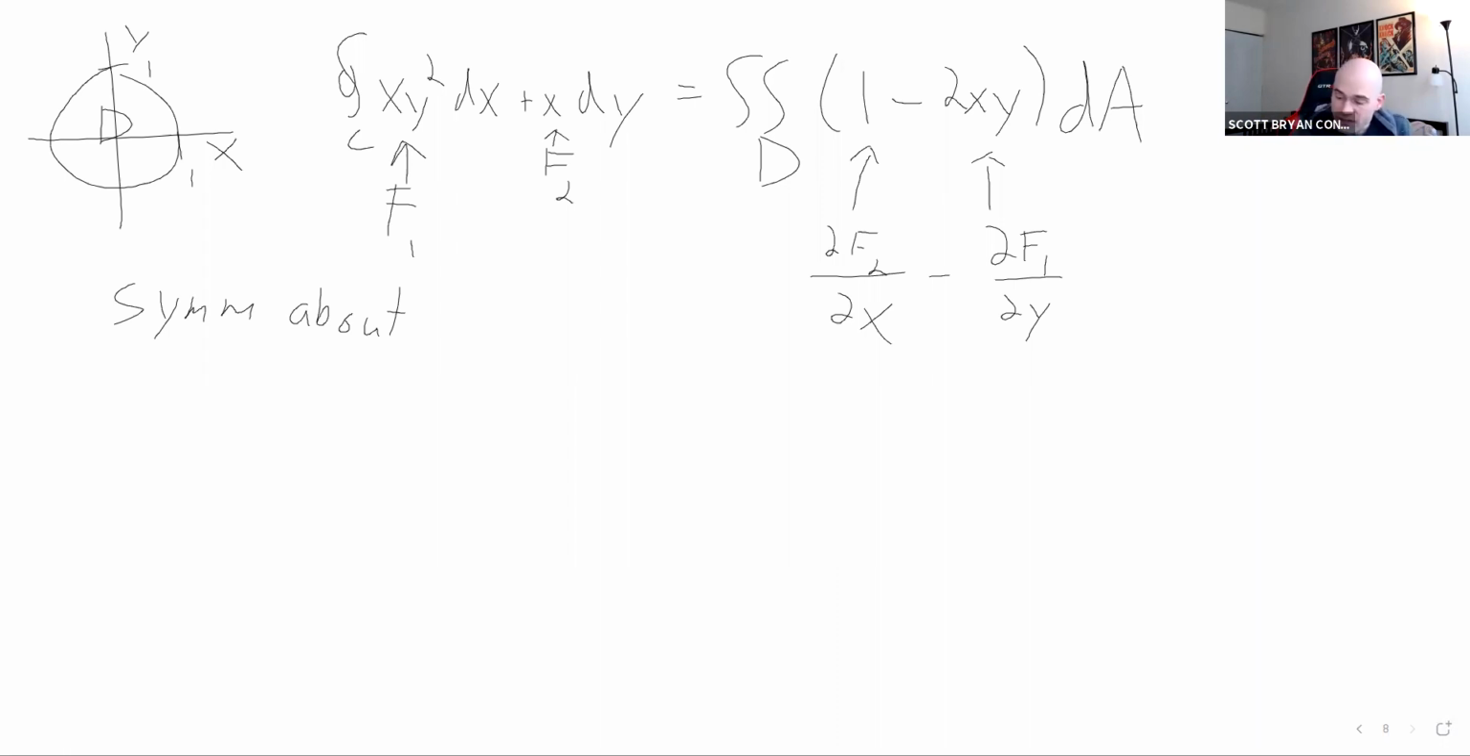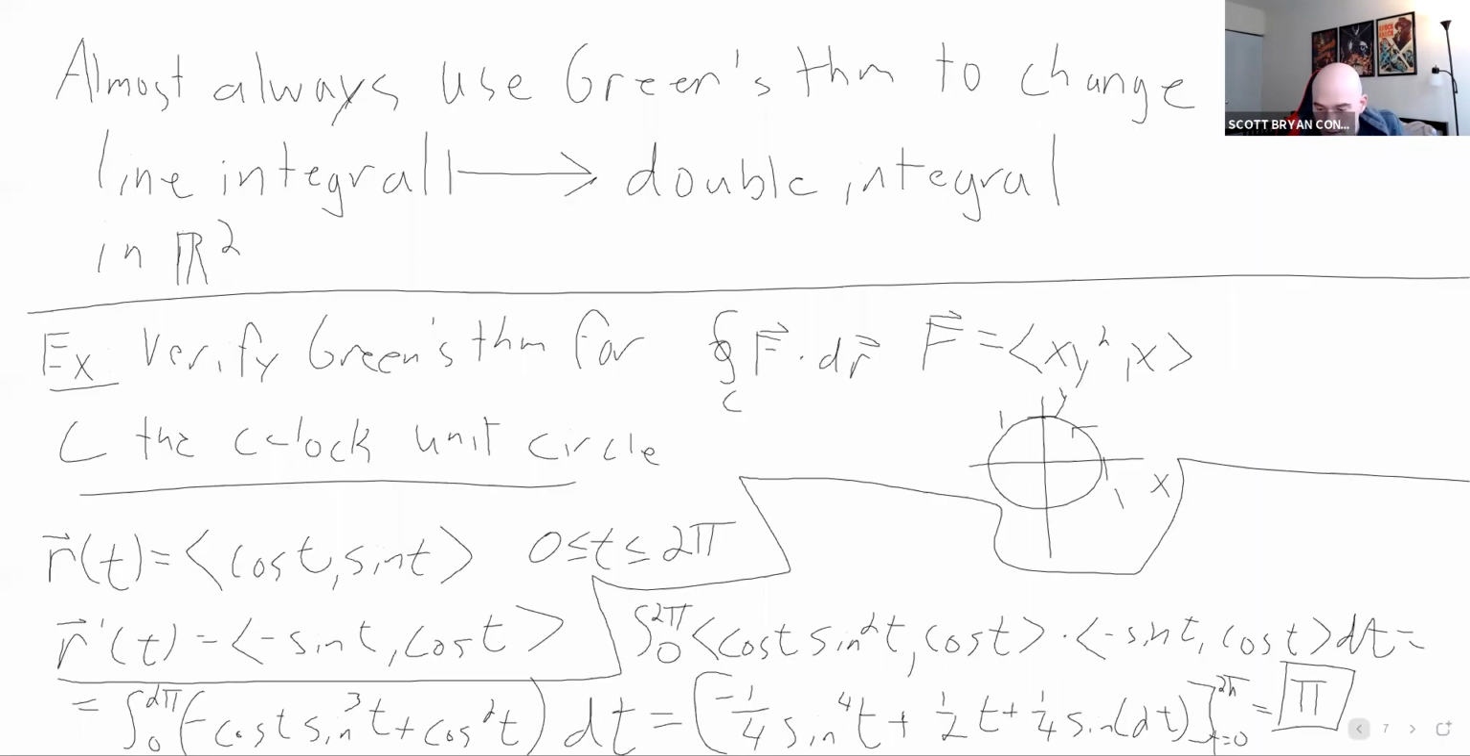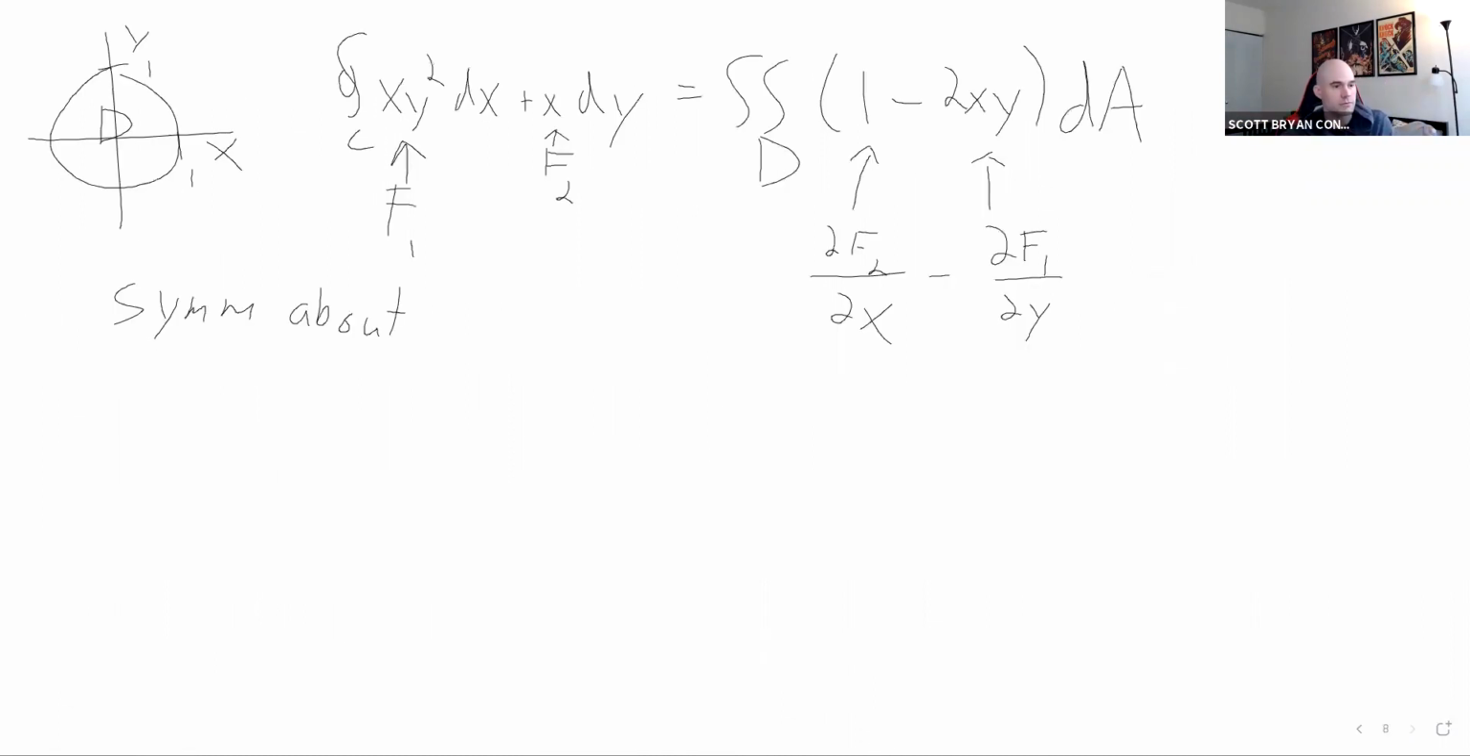No, this is the same thing. I've just wrote it a different way. That's our vector field, x, y squared, x. So first we integrated directly around the circle. Now we're integrating around the enclosed curve. And we're showing we get the same thing for both. In practice, you're only going to do the double integral in Green's theorem, but yeah.